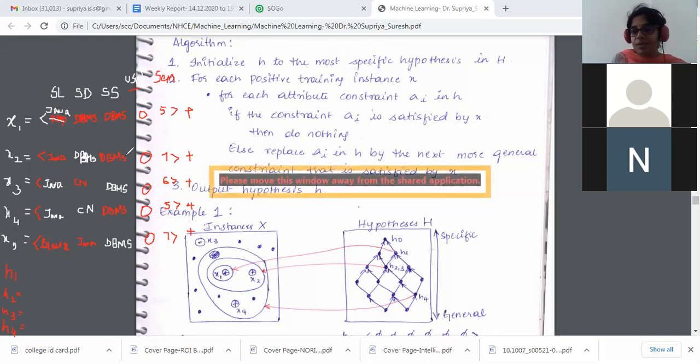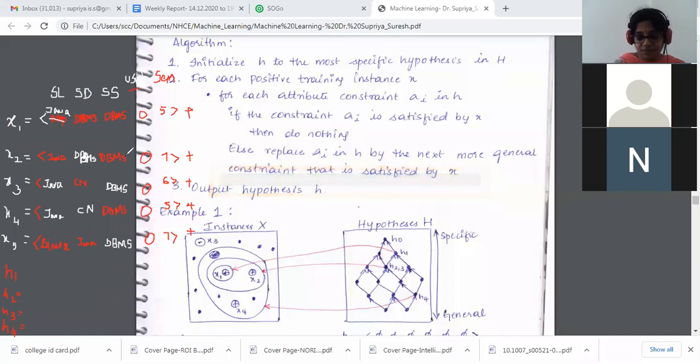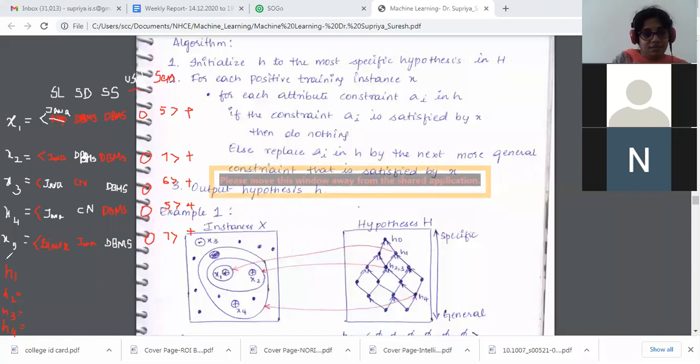What is the initial step? H0 is all ϕ for all the 5 features. H1 is assigned to X1, so H1 will be compared with X2. What will my comparison be? What is my H1 now? H1 is the X1 values itself, right? Java, DBMS, DBMS, 0, 5. H2?